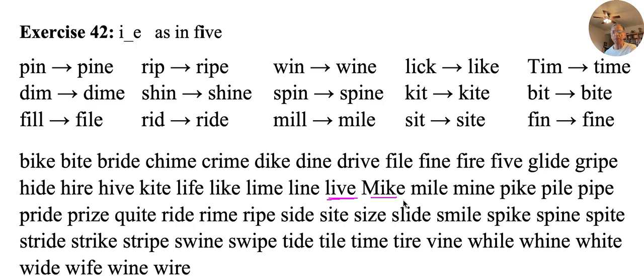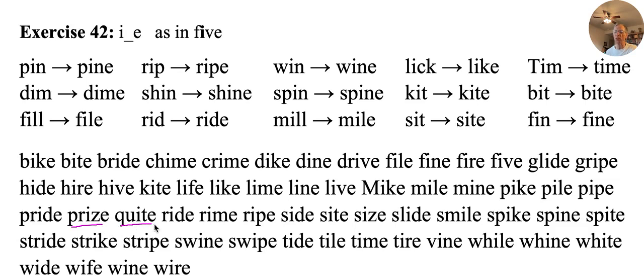We have Mike, a name, notice the capital, Mike. Mile, ride 5 miles. Mine, it's mine, not yours. Pike, like a road, perhaps. Pile, a pile of books. Pipe, the water goes through the pipe. Pride, you can take a lot of pride in improving your reading with the Natural Phonics Primer. Prize, win a prize.